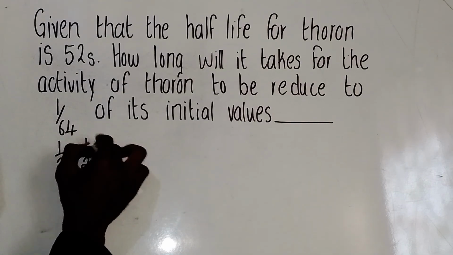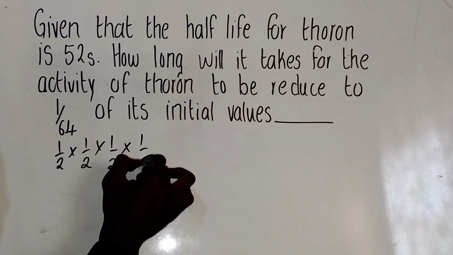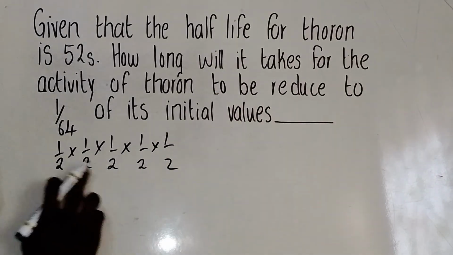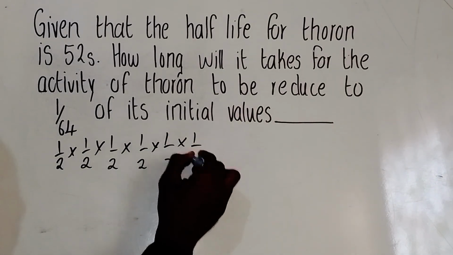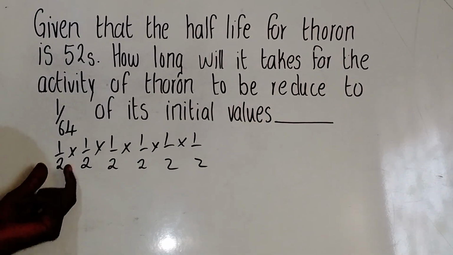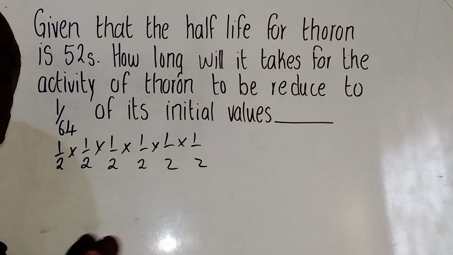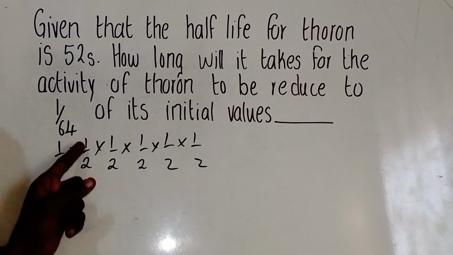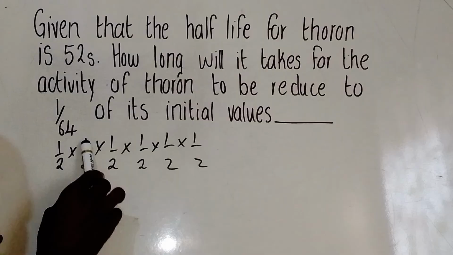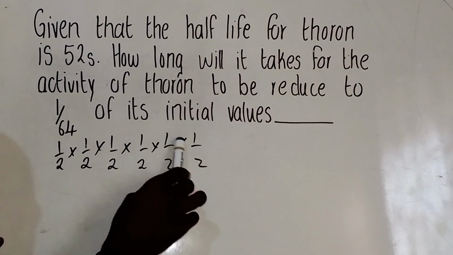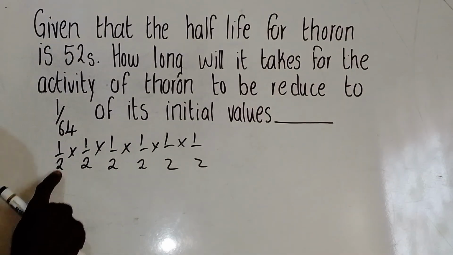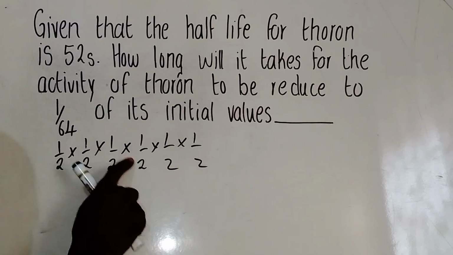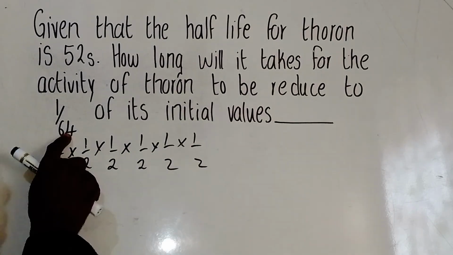It comes from 1, 2, 3, 4, 5, 6. You have seen? Now, these halves you see here are the number of half-lives which is representing 1 over 64. So if I say 1 times 1 times 1 times 1 times 1 times 1, it is 1. If I say 2 times 2 times 2 times 2 times 2 times 2, it is 64.